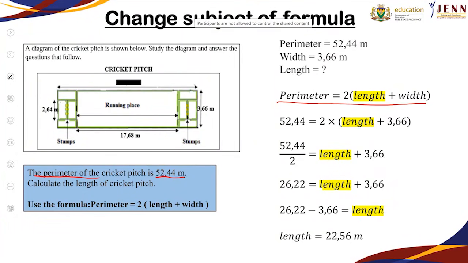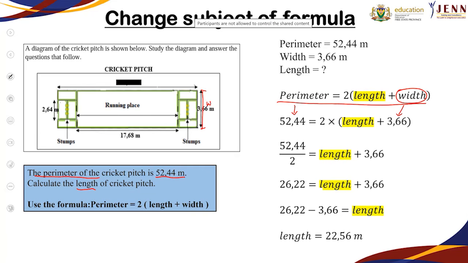Now let's have a look at what we are given. They gave us a perimeter of 52,44. So where there is perimeter, I put 52,44 equals 2 multiply. What does the question want? We want the length. So the length, I've highlighted it in yellow. That is my target. Plus, I'm looking for the width. Now I go to my diagram. Where is the width of this cricket pitch? There it is. So the width is 3,66 meters. So there is my width.